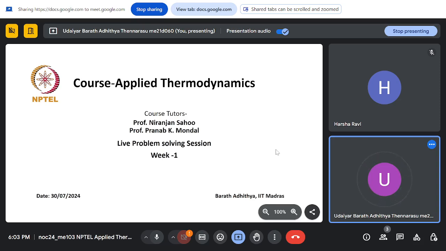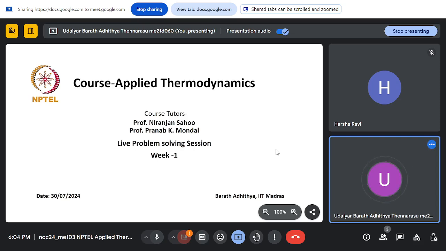Then if you go to the types of system, there is a closed system, open system, or an isolated system. In an open system, you have interaction of mass going in and going out, and there is also energy interaction. In a closed system, you don't have mass transfer, but you have energy transfer. An isolated system is a special case of closed system where there is no energy interaction, heat transfer, either. Our whole universe is an isolated system.